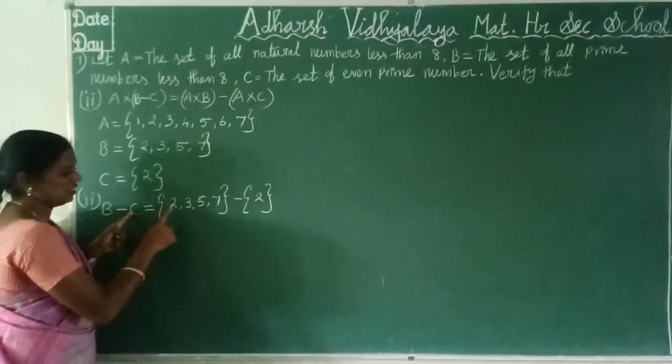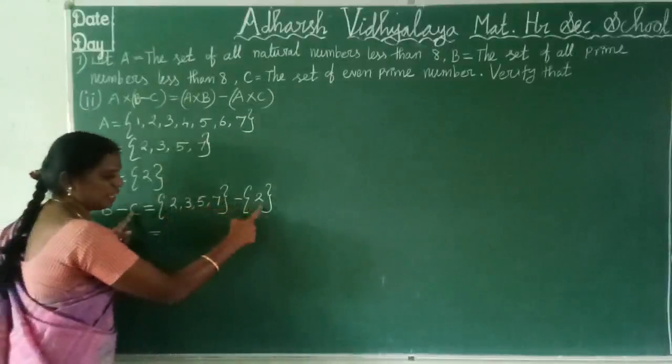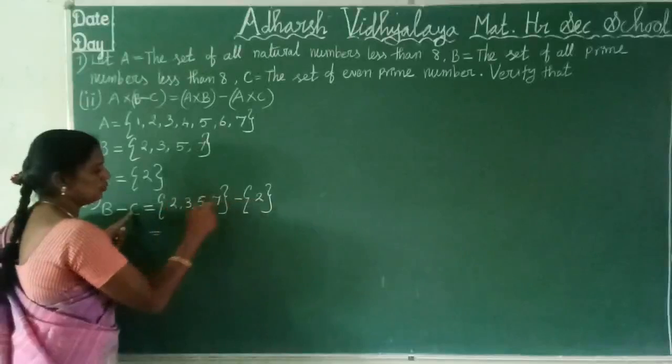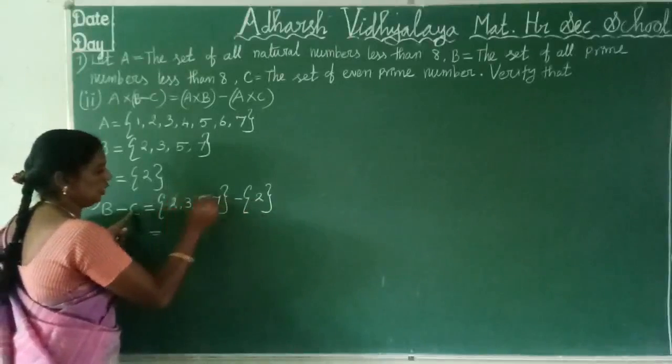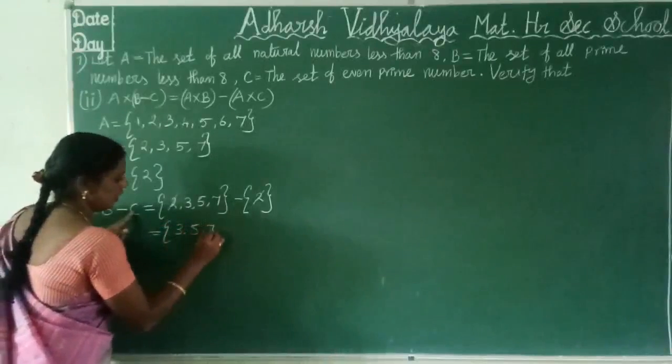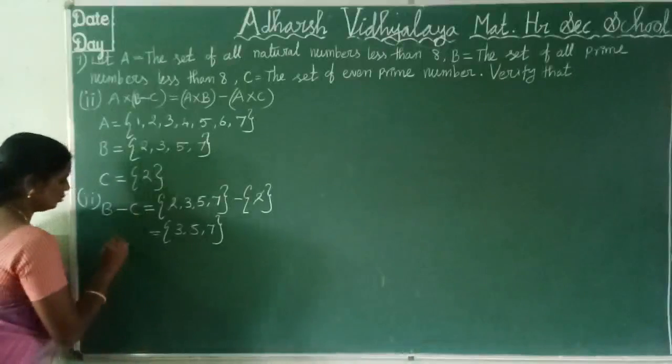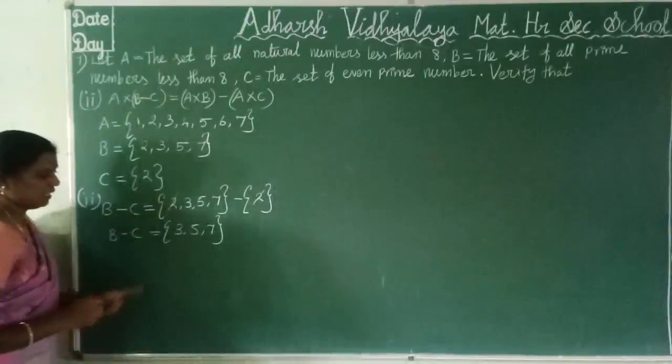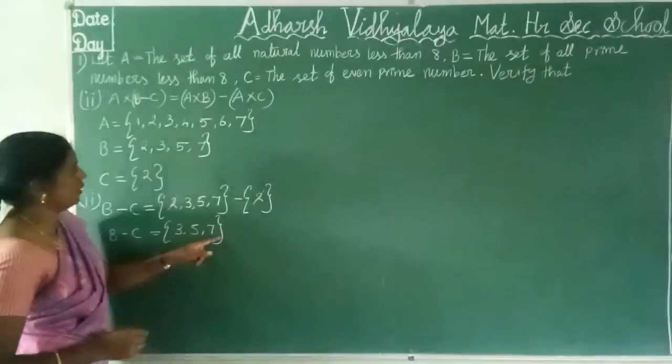So here, what is the definition? The elements that belong to the first one but not to the second one. Here 2 belongs to the second one also, so 2 does not come. What is the remaining answer? 3, 5, 7. So B difference C answer is 3, 5, 7.